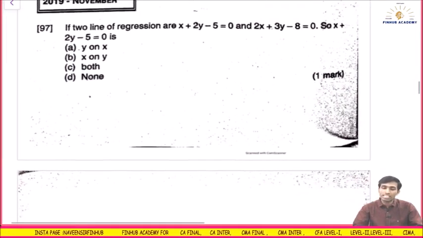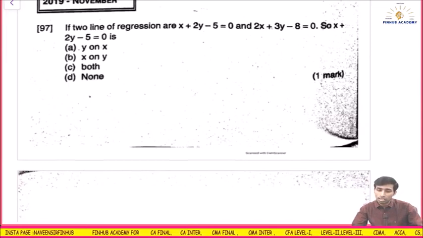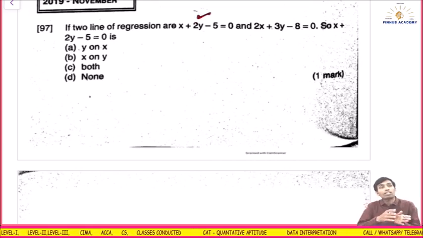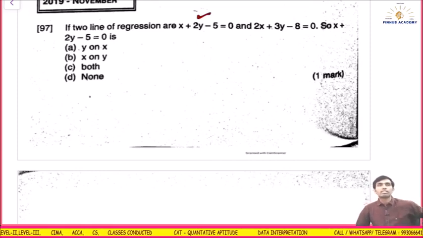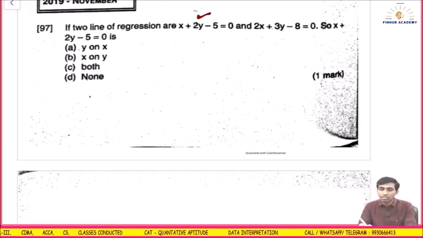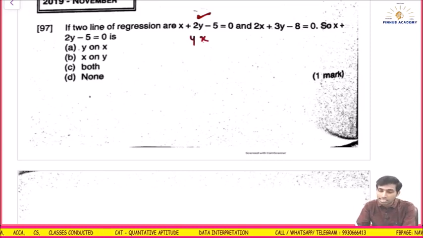If the two regression lines are x plus 2y minus 5 equals 0, they have given us the two lines of regression as well as the second regression equation. Understood? So they are asking us whether the equation x plus 2y is y on x or x on y. So let us assume this is y on x, and this is x on y.